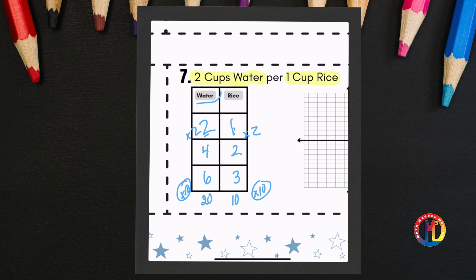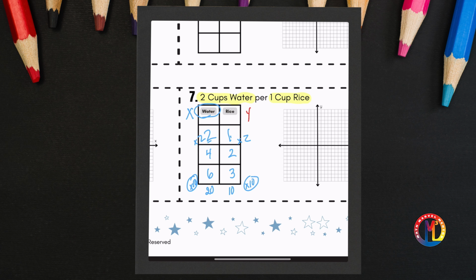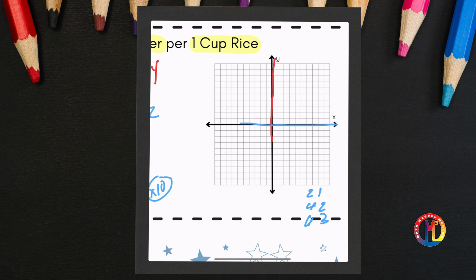We're going to let water be x, and I'll do rice in y. So remember, y is our vertical number line up and down, and x is our horizontal number line. So my first point, and I'm going to write them over here, we have 2, 1, 4, 2, and 6, 3. That's what we'll graph, and we can zoom in here.